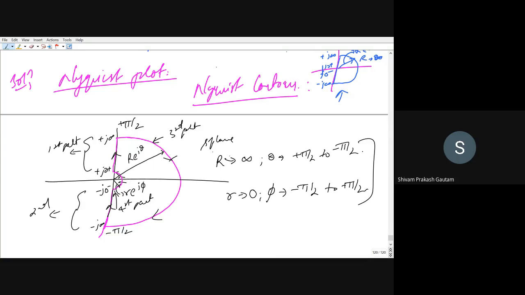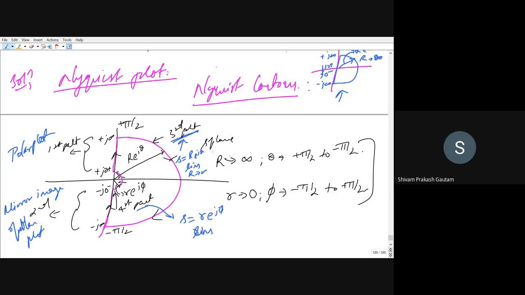What we have to do is map all these parts. The mapping of the first part, the positive frequency, from the S plane to the GH plane is nothing but the polar plot. The mapping of the negative frequency is the mirror image of the polar plot. The mapping of the third part we will get by substituting s equal to R e to the power j theta and applying the limit R tends to infinity. And the mapping of the fourth part we will get by substituting s equal to small r e to the power j phi and putting the limit small r tends to 0. So we will proceed in this way.